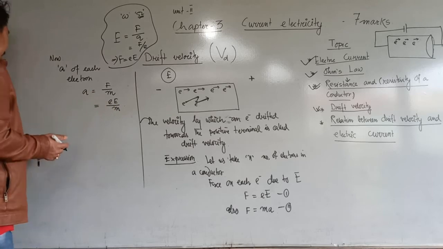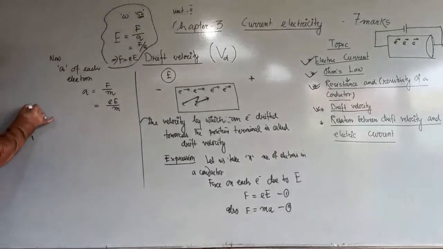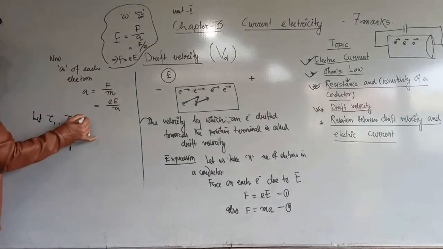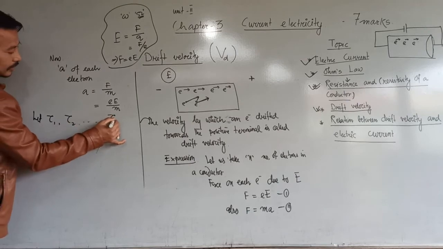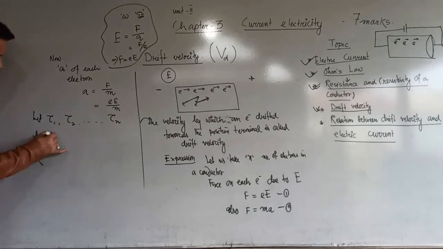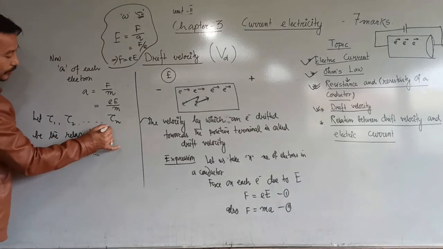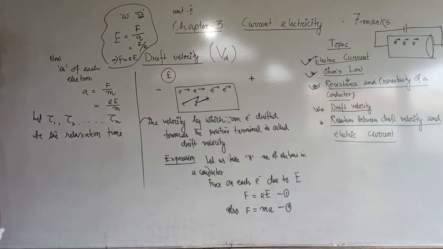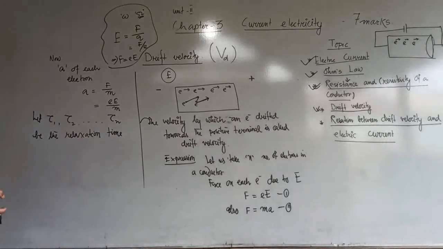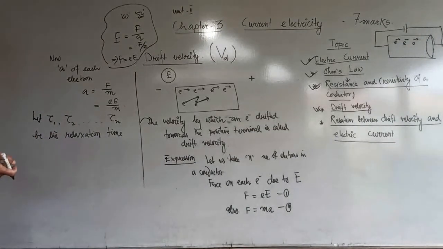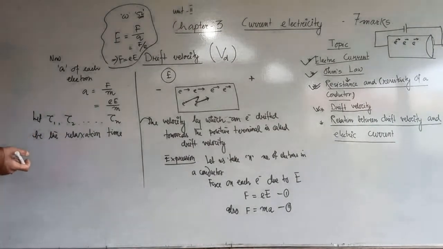Next, let's take tau 1, tau 2 and so on. Tau is known as the relaxation time. Relaxation time is the time lapse between any two successive collisions. That is the relaxation time. Now, from Newton's equation of motion.